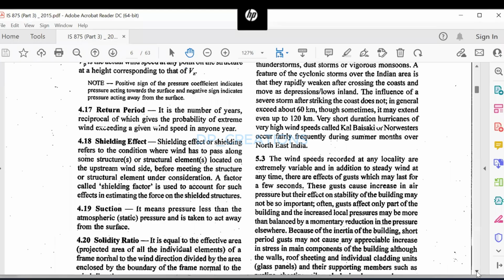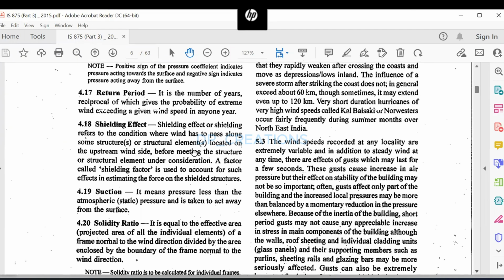Now, return period. It is the number of years, the reciprocal of which gives the probability of extreme wind exceeding. So return period, all of you know from the water access part, is the same thing, same definition.